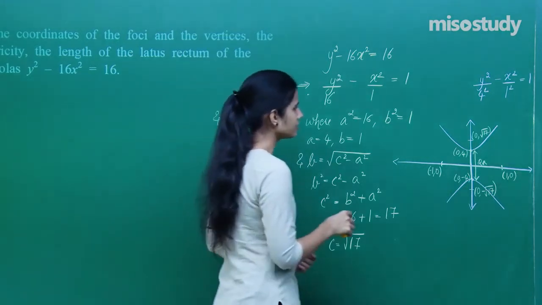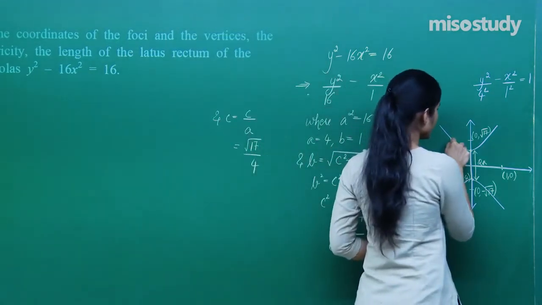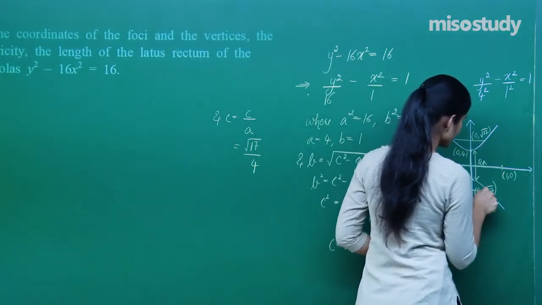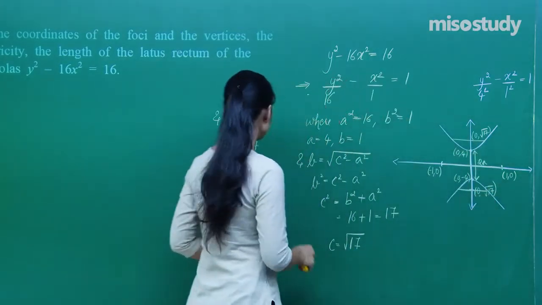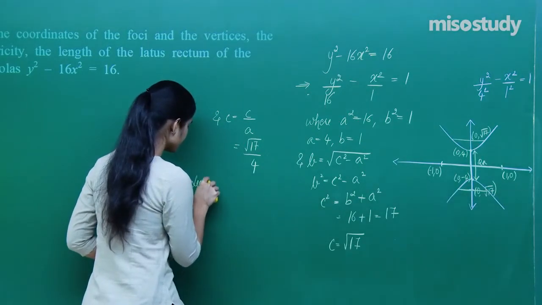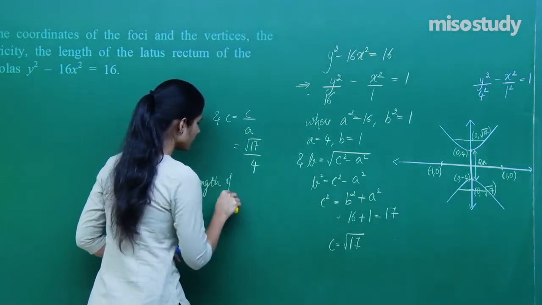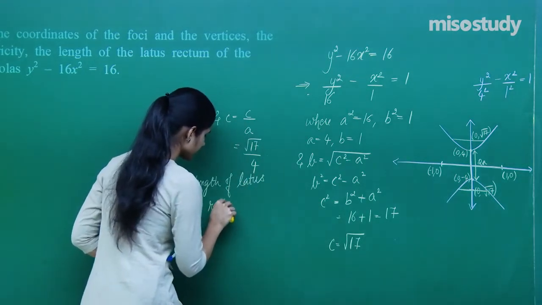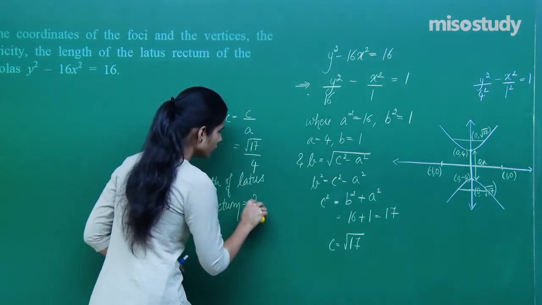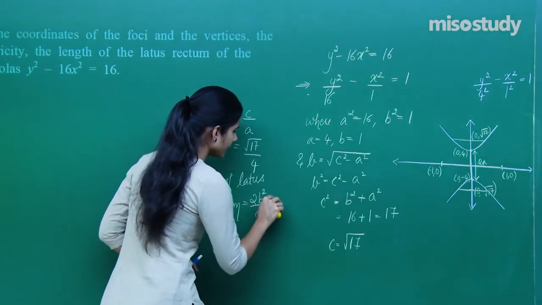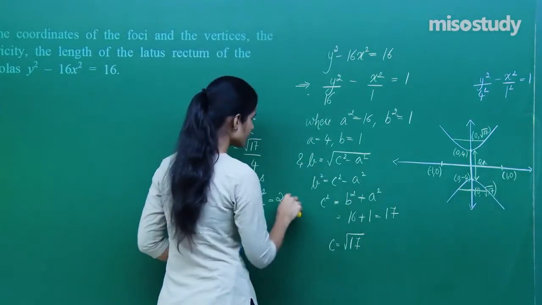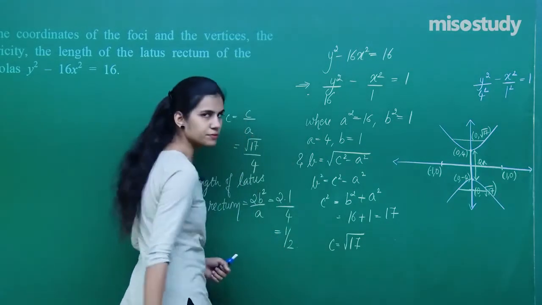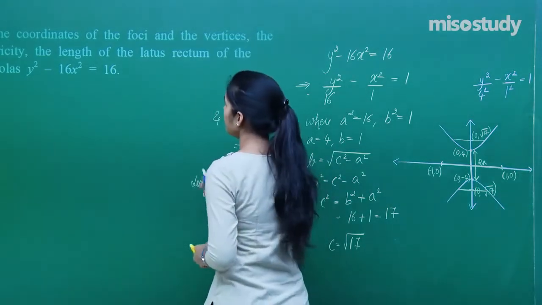Length of latus rectum. If I talk about latus rectum, this is my latus rectum. Both the latus rectum have exactly the same length. Length of the latus rectum is 2b square by a, that is 2 into b square is 1, a is 4, so this gives you 1 by 2. So now let's get back.